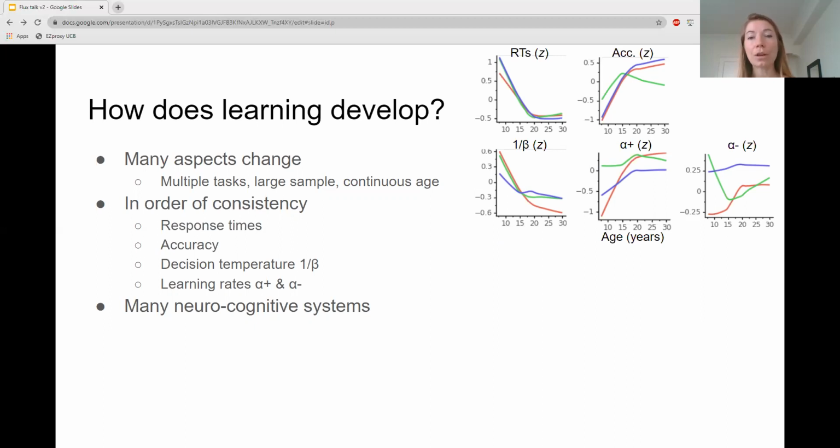And what we see is that choice shows a quite consistent developmental trajectory, whereas learning depends much more on the specific context. This suggests that different neurocognitive systems are developing in parallel. They're recruited differently in different environments, they develop with different trajectories, and not all systems are peaking in adulthood. And multiple systems end up contributing to the same learning rate parameter alpha.